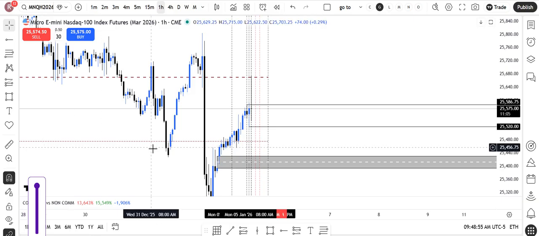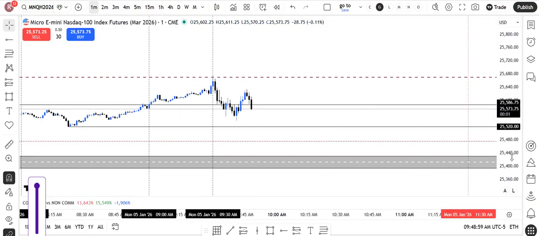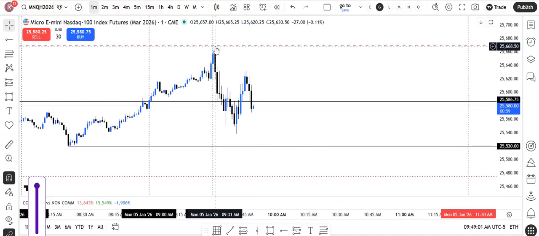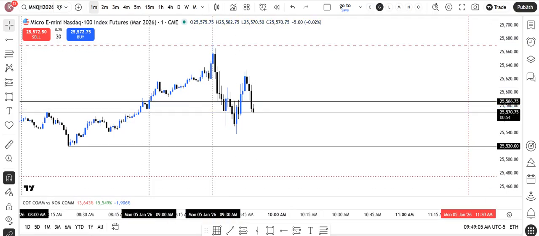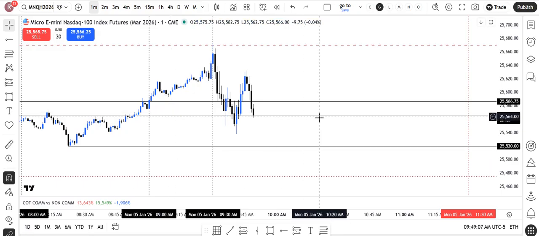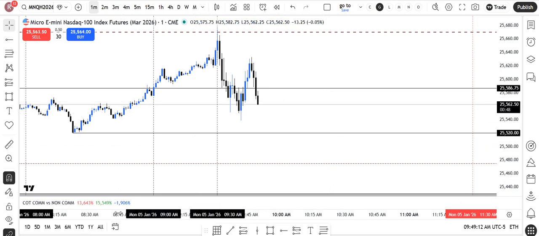Let me put it this way. If we don't take out this high, if news doesn't take out this high, I'm confirming my bearishness. If it does take out this high, then I'm going to need more information.